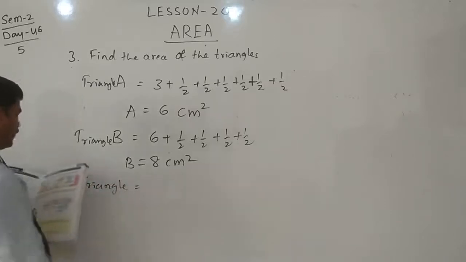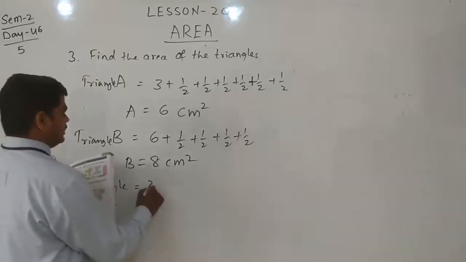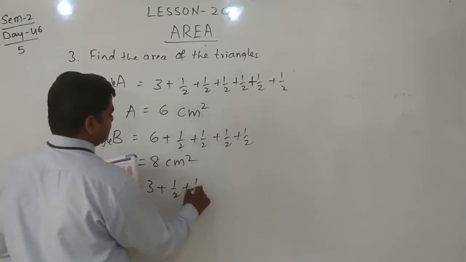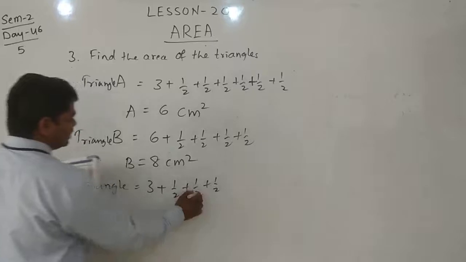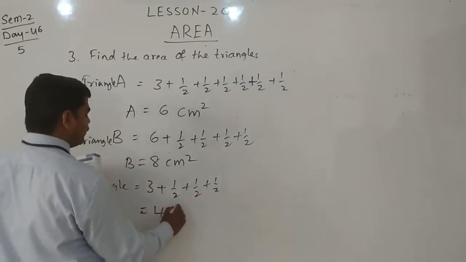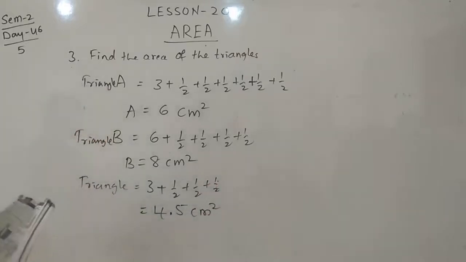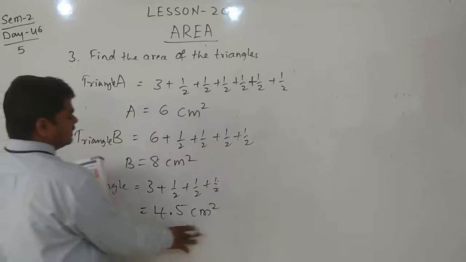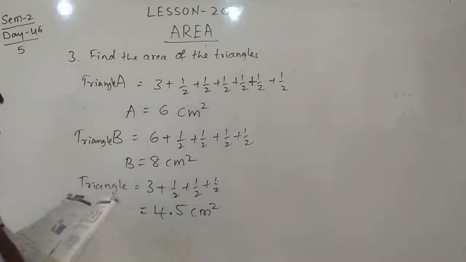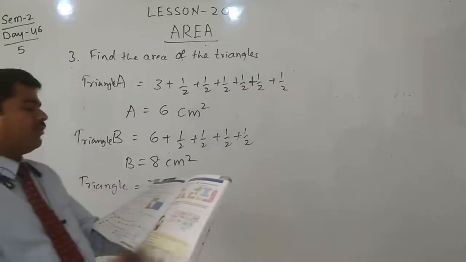Count the squares. 3 full squares and 3 half squares. Yes. Then we can write these two together. 1 means it is 4.5 centimeter square. Half means 0.5. Yes or no? Then 4.5 centimeter square is the area of the given figure. Yes, clear? And one more figure is there.